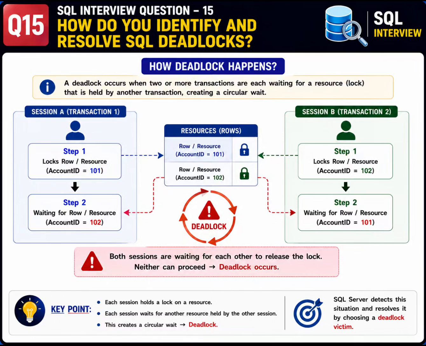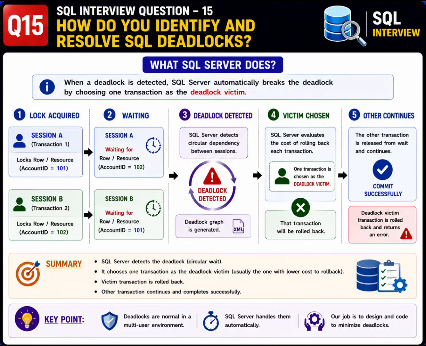So, what does SQL Server do? Fortunately, SQL Server continuously monitors for deadlocks. So, when it detects a circular dependency, it automatically chooses one transaction as the deadlock victim. Usually, SQL Server selects the transaction that has the lowest rollback cost. So, that transaction is rolled back automatically. The user receives the deadlock error. The other transaction is allowed to continue and commit successfully. So remember, SQL Server does not kill both transactions. It rolls back only one transaction to break the deadlock.